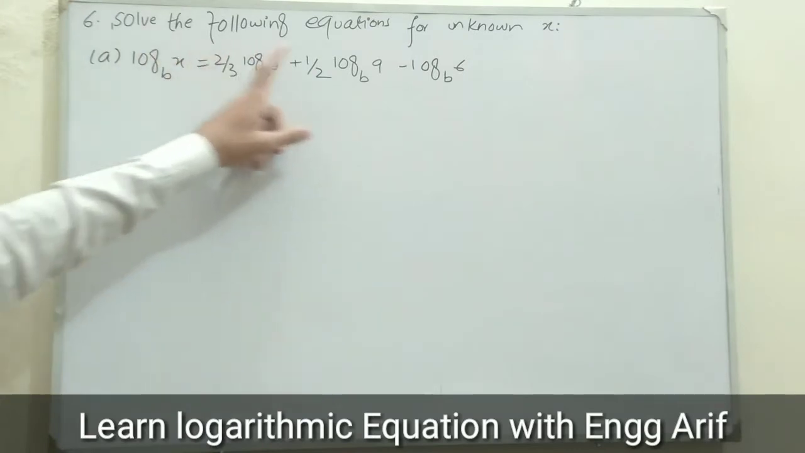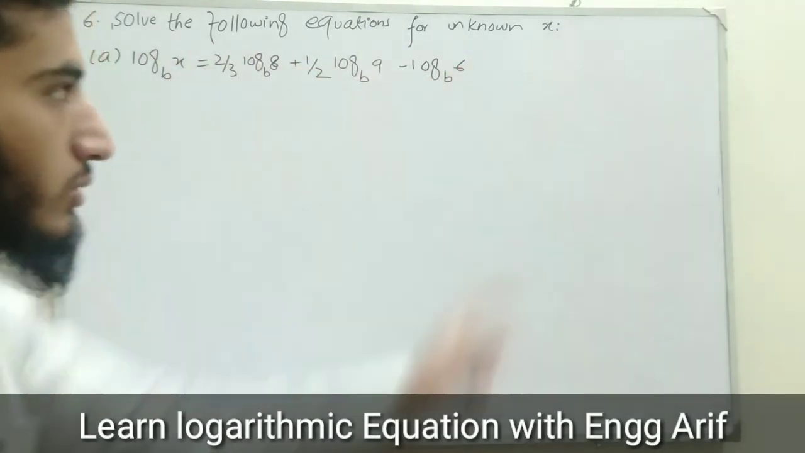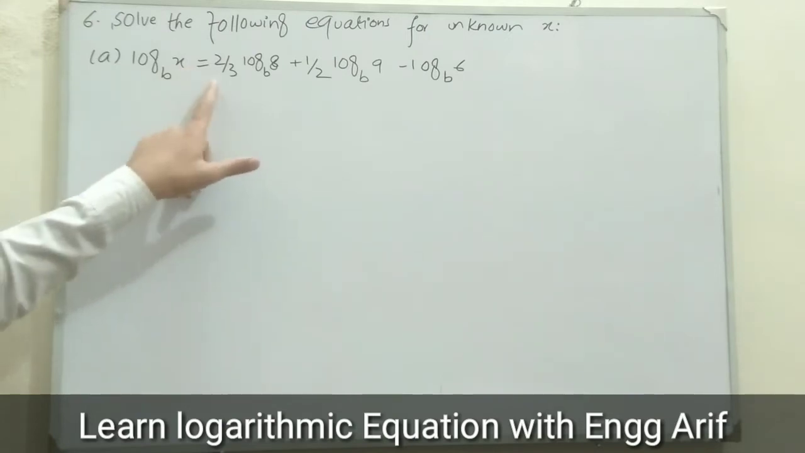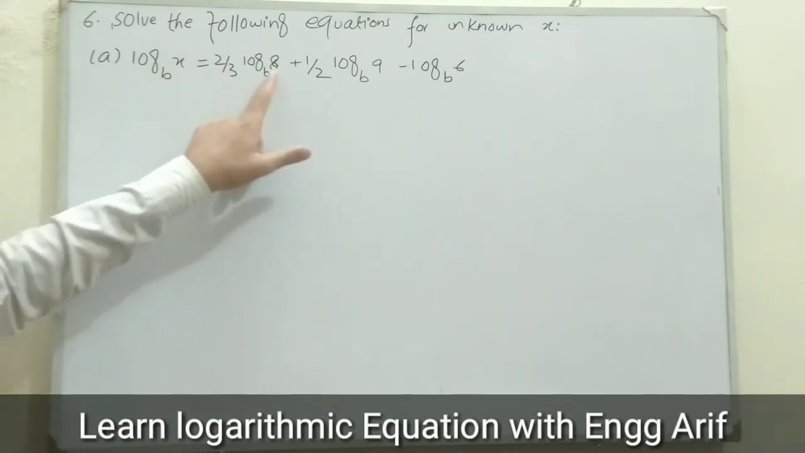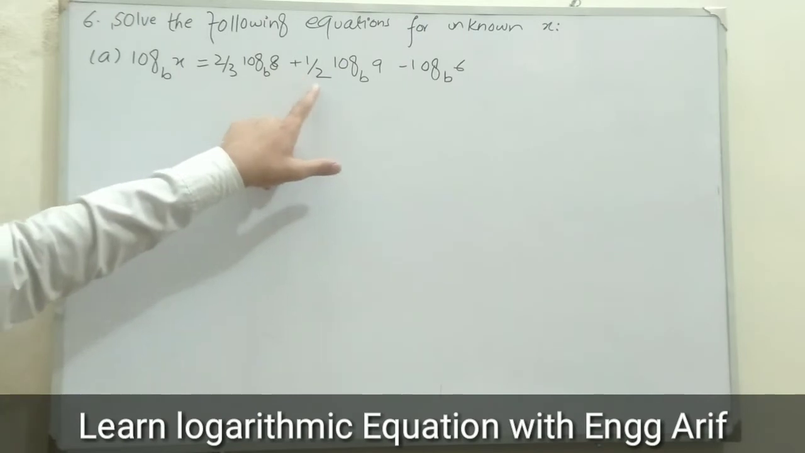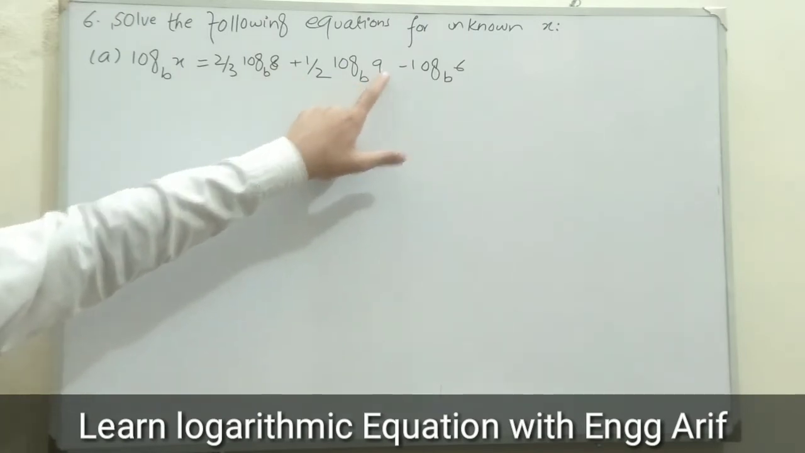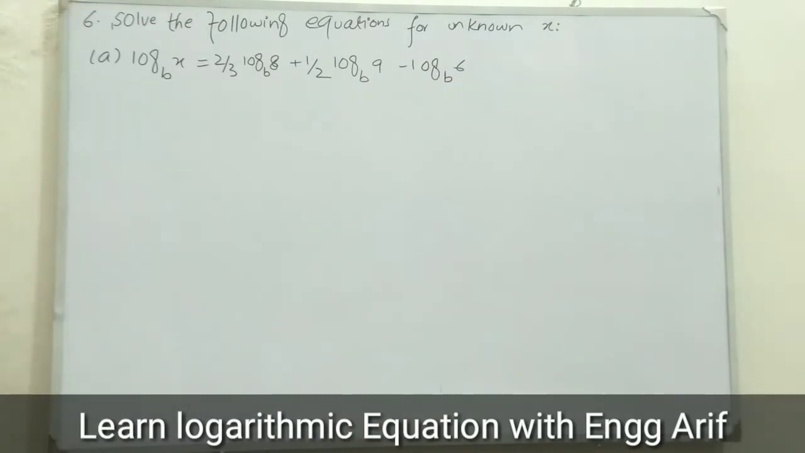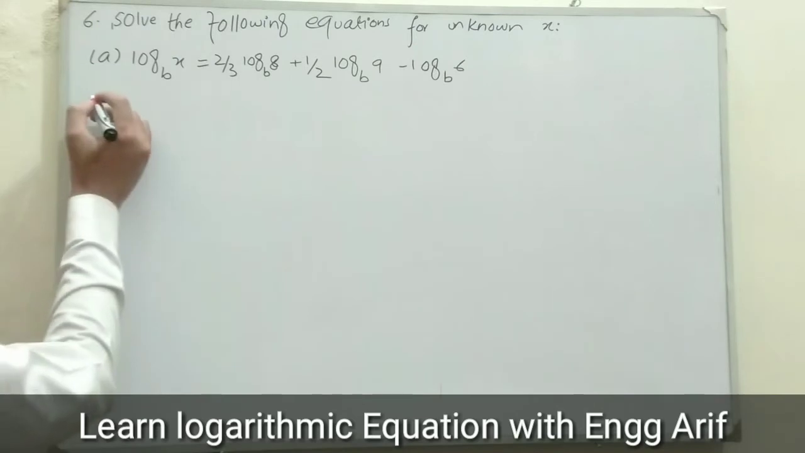It tells us to solve the following equation for an unknown x. Part A tells that log of x to the base b is equal to 2 divided by 3 log of 8 to the base b plus 1 over 2 log of 9 to the base b minus log of 6 to the base b, and we have to find the value of x. So let's move towards the solution.